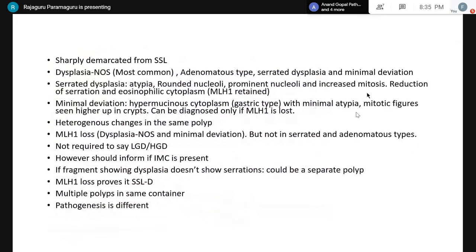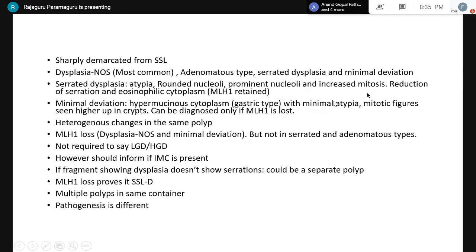There are four types of dysplastic change: the dysplasia NOS, the adenomatous type of dysplasia, serrated dysplasia, and minimal deviation dysplasia. Dysplasia NOS is the most common type, and as you know, it is not otherwise specified, and you're not going to particularly call it any of those types. You're going to call it a dysplasia NOS.